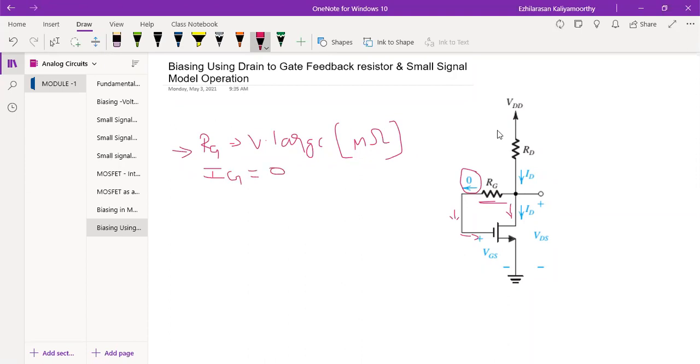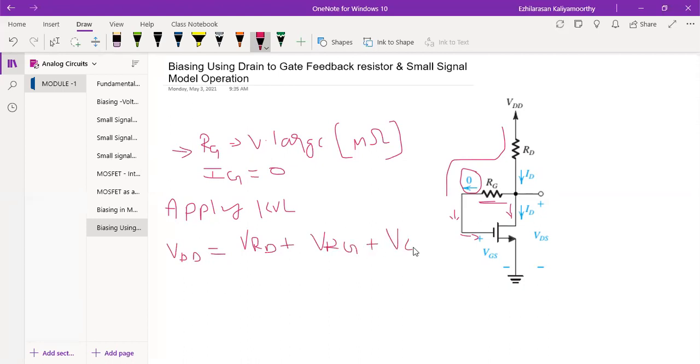So now what will we do? Now let us apply KVL at VDD. This loop you have to find out. So we get VDD is equal to the voltage across the drain resistance, that is VRD, plus the voltage across the gate resistance, that is VRG, plus the voltage applied between gate and source, VGS. See, this is what I am saying.